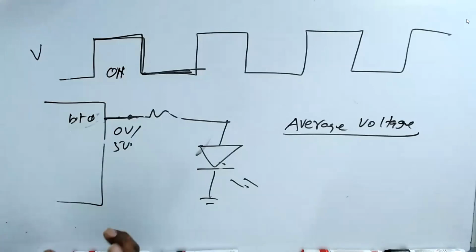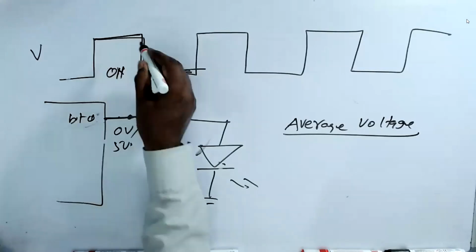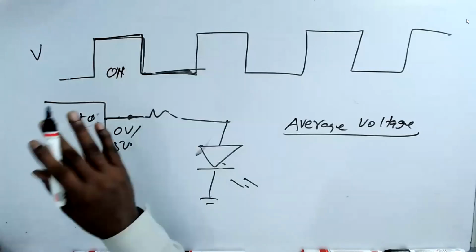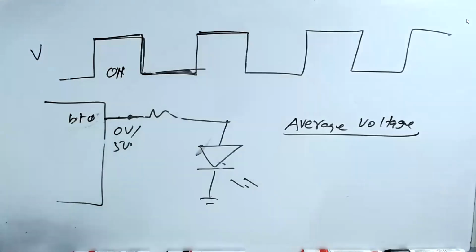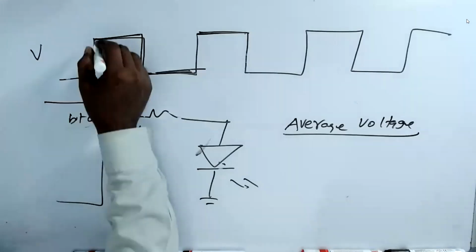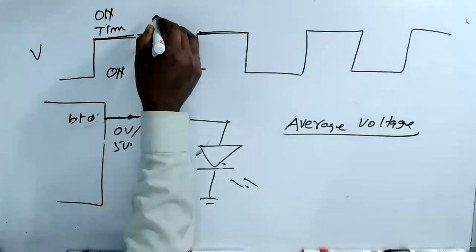See, when I give this voltage, the motor will rotate. When I give it 0, it will slow down. But before that, I give it voltage, so it will only slightly slow down, and it becomes an average. So this is called on time. This is called off time. This is called period.